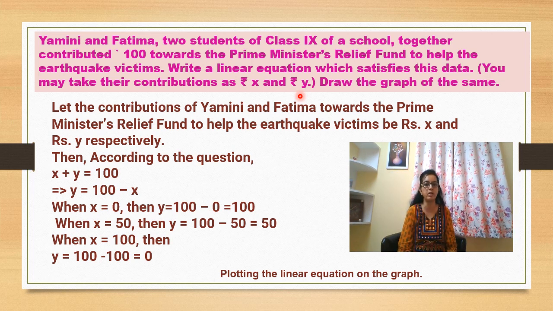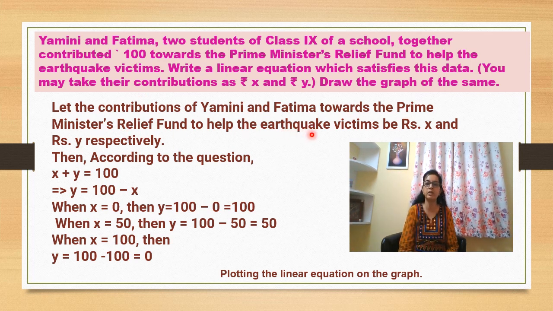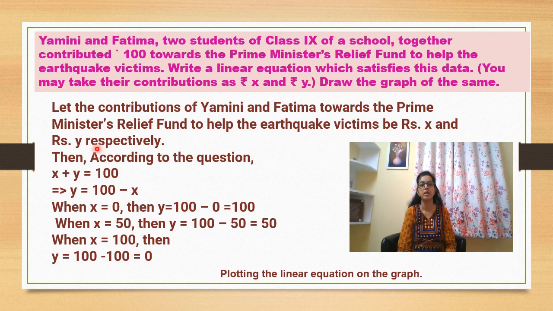Every time you are drawing the graph by plotting the points. Let us now start. Let the contribution of Yamini and Fatima towards the Prime Minister's Relief Fund to help the earthquake victims be rupees x and rupees y respectively. What does respectively mean? Yamini's contribution is rupees x and Fatima's contribution is rupees y.